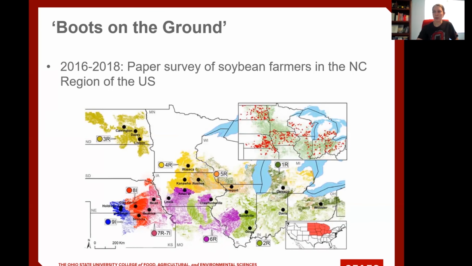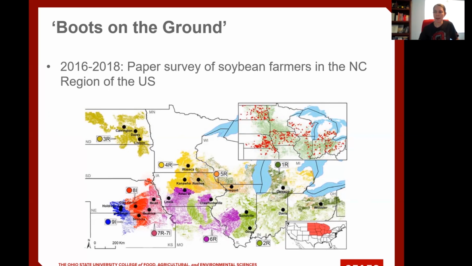To understand the research trial, I'm first going to back up and discuss another research project we participated in during the 2016 through 2018 growing season. During these years, soybean agronomists across the North Central region distributed a paper survey to farmers to document their soybean yield and management practices. The small box here shows where the data were collected. Each red dot represents one paper survey.